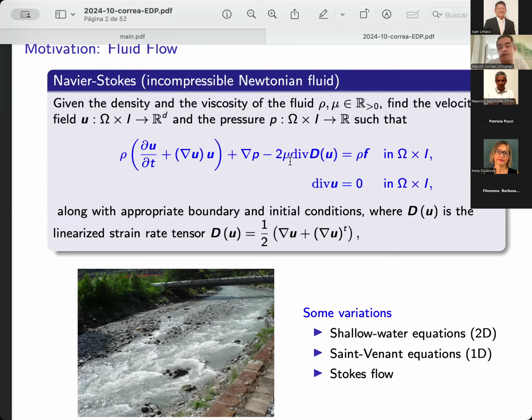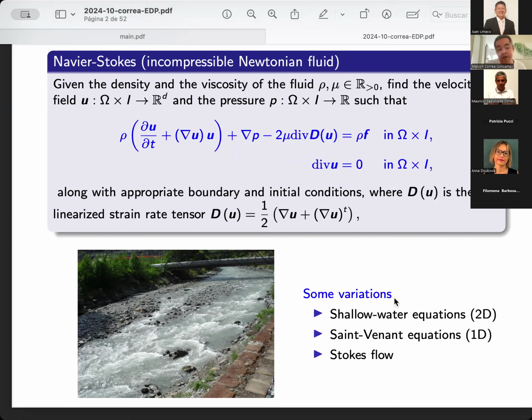In general, when you go for applications, it's pretty common to see some variations of this equation. For example, I just put here a picture of a river, and it's really common. In this case, we use simplifications or variations, such as the shallow water equations in 2D, or the 1D equations for modeling channel flow. These are really challenging equations to solve.